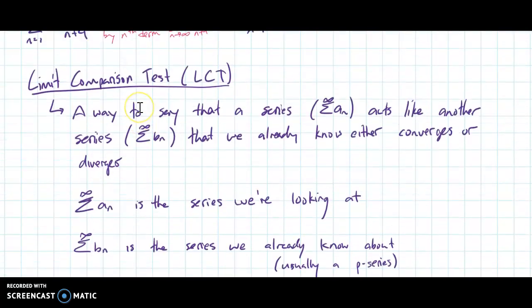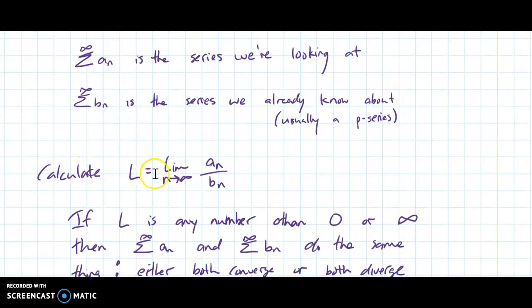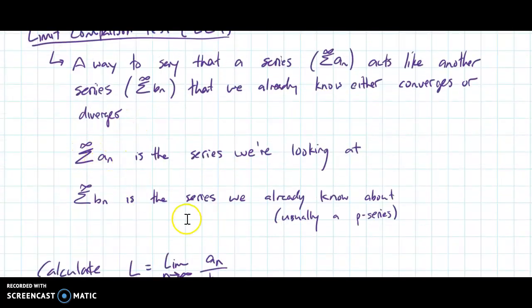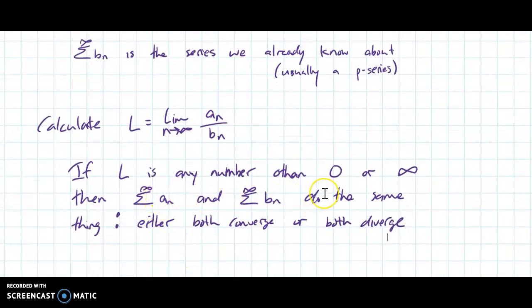So let me walk through it, and then we'll do an example, and I think it'll make a lot of sense. Basically, I've got one series, A sub n. I find a series, B sub n, that I know what it usually does. For example, I could take 1 over n cubed. And then I calculate this limit, L, which is the limit as n goes to infinity of the terms, so A sub n, there's no sigma, over B sub n. And if L is 0 or infinity, we don't go anywhere. That's our second case, right? But if L is any number other than 0 or infinity, then we know that A sub n and B sub n do the same thing.